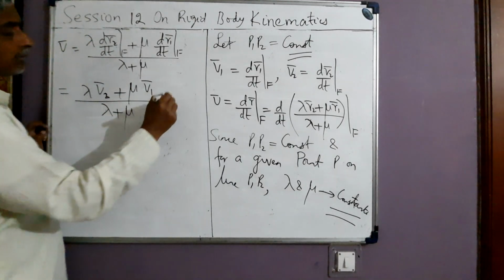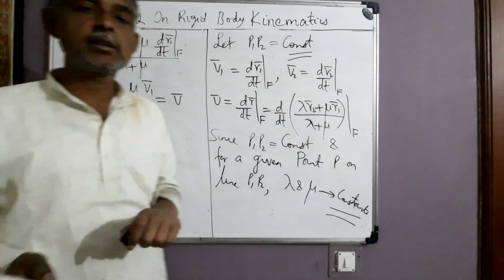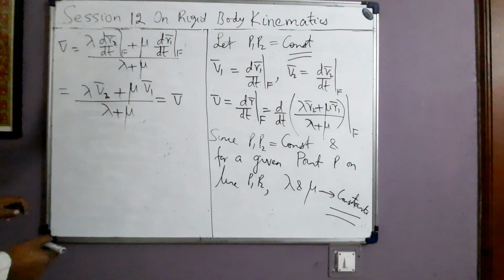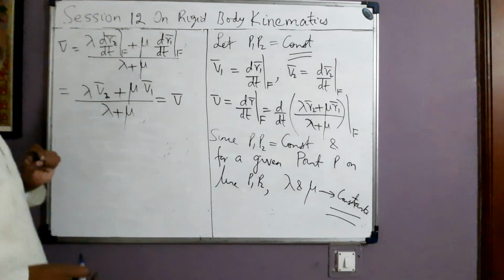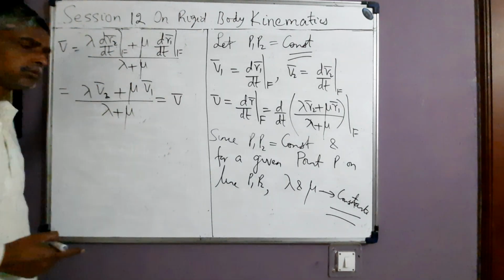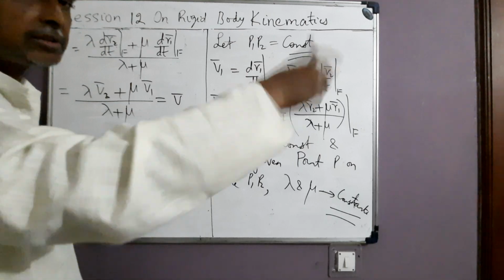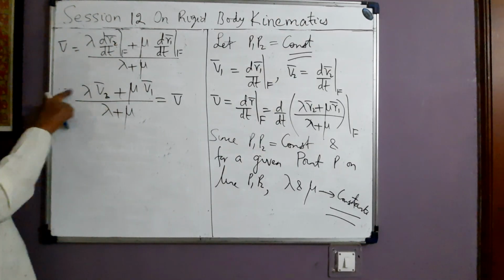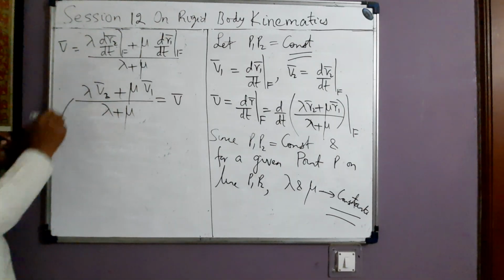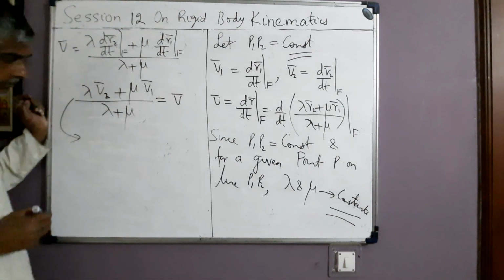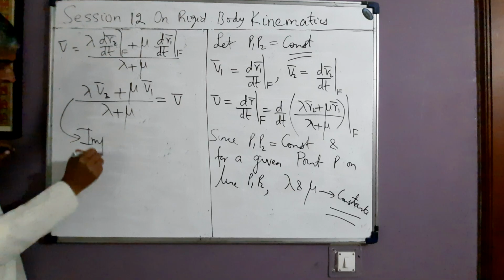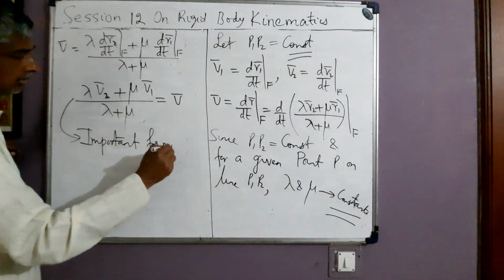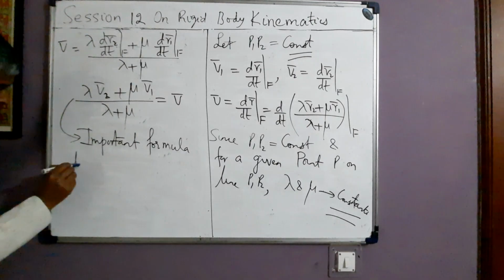So this is a section formula for velocity of point P, which divides the rigid line P1 P2 internally in the ratio lambda is to mu. Alright. And if you derivate it still further, you get accelerations also. But that I am not writing here. That I'll see in the coming videos that we'll discuss later. So this section formula of velocity has to be remembered. This is an important formula. It has to be kept in mind.